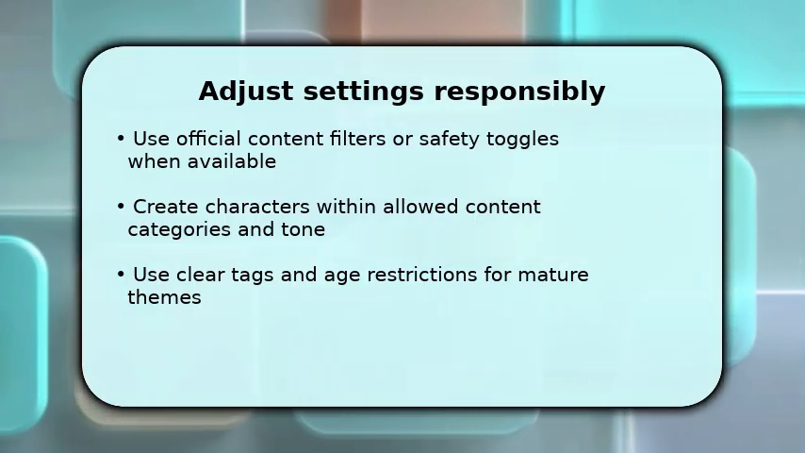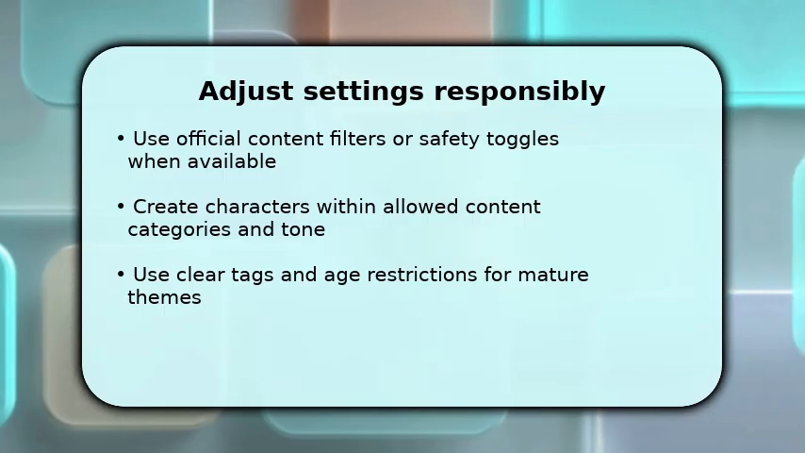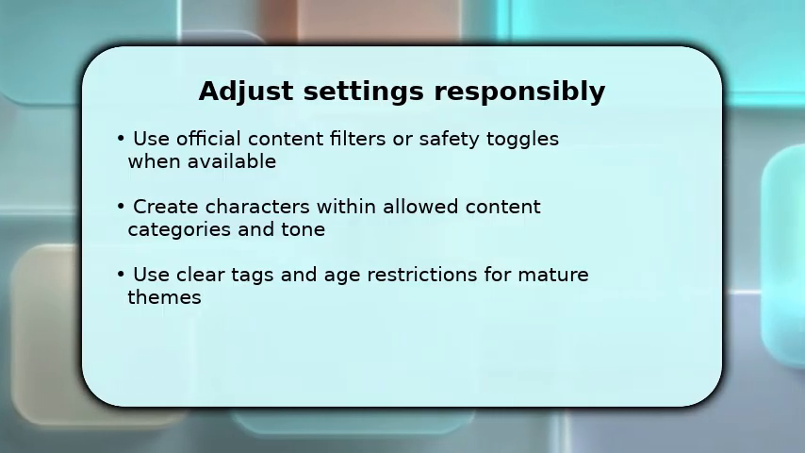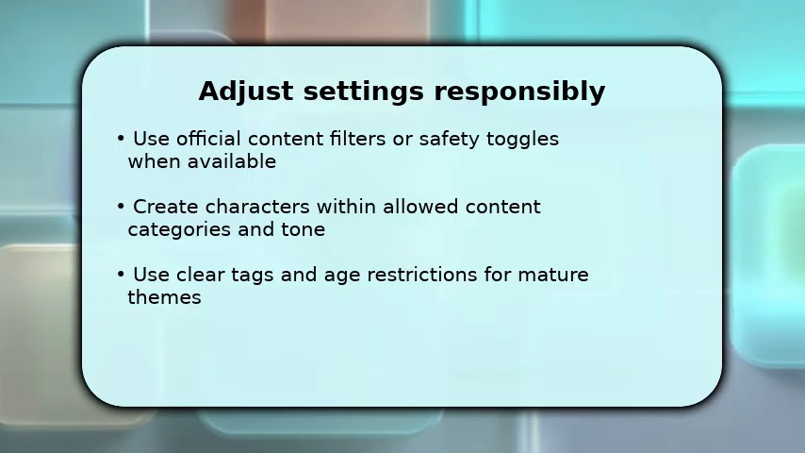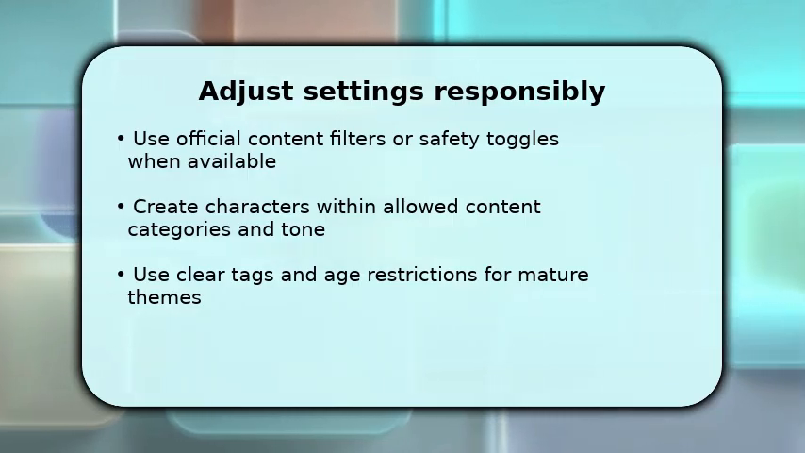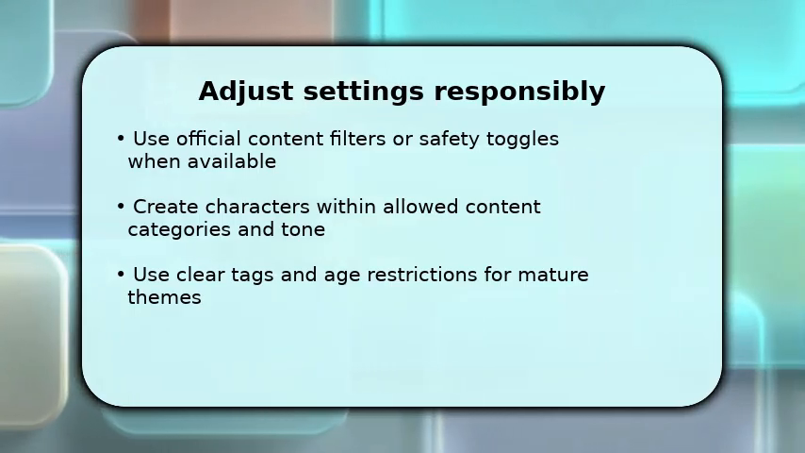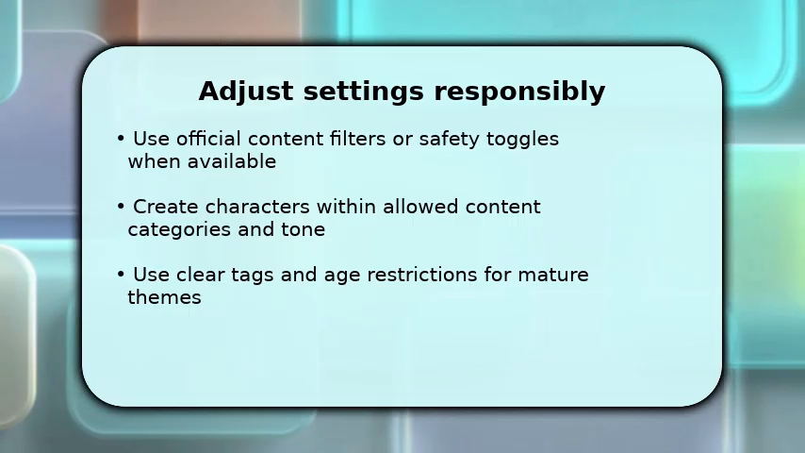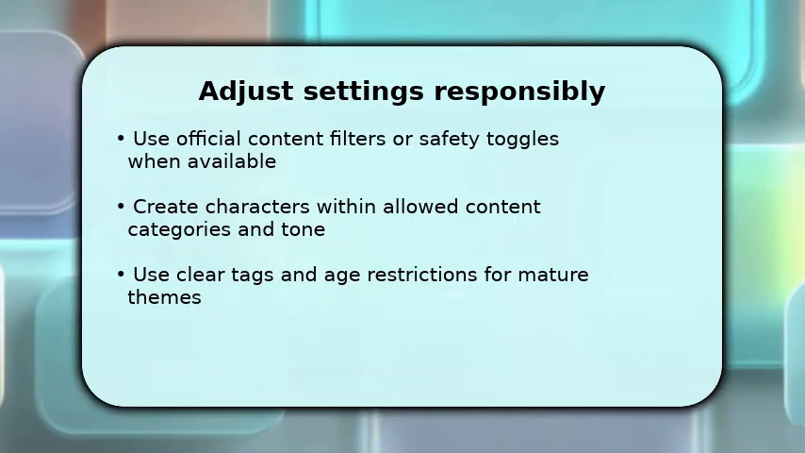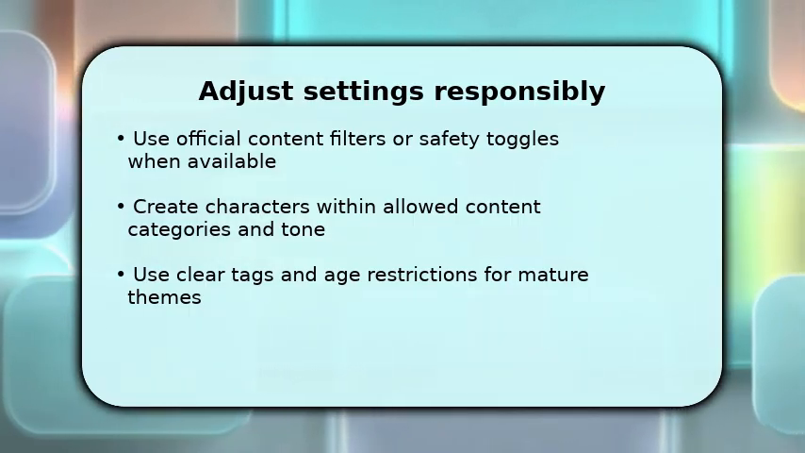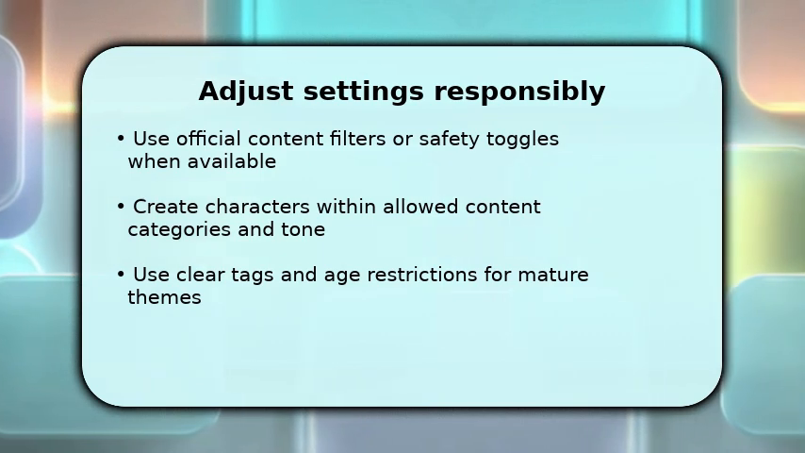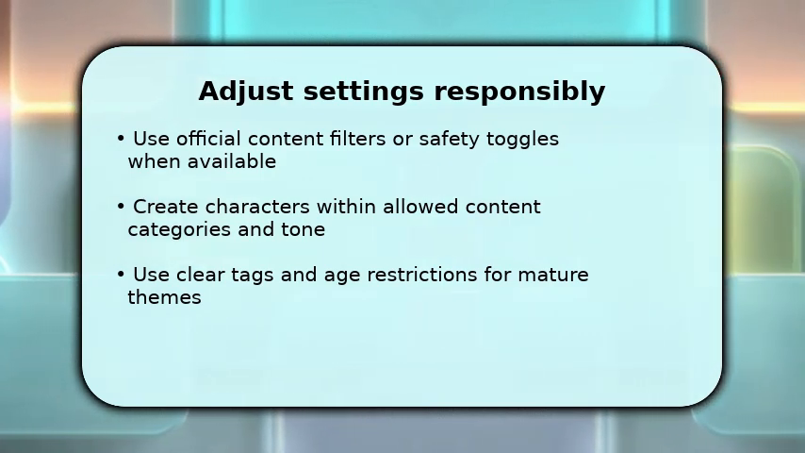Design characters and prompts to align with allowed categories, and use explicit tags or age gates for mature themes so moderation can classify them correctly. Once done, refine wording to avoid ambiguous or borderline phrases that trigger automated systems. If available, enable official experimental features rather than third-party hacks, because platform tools are supported and reduce risk.